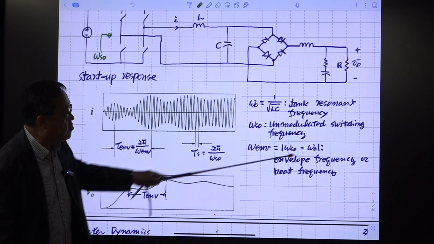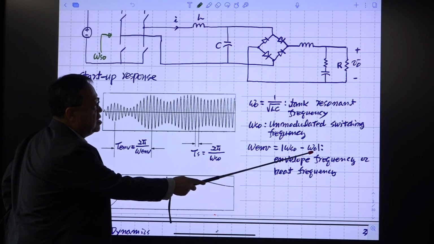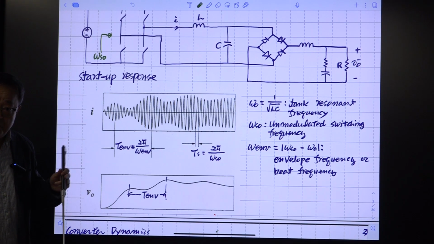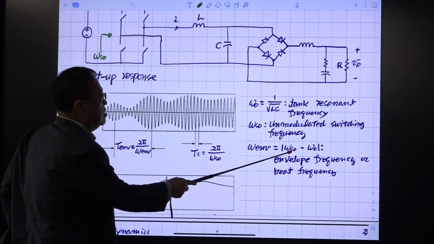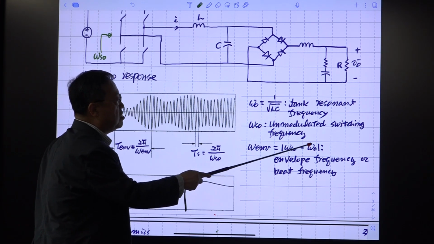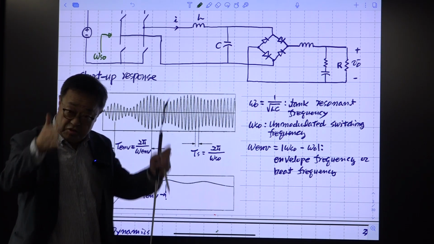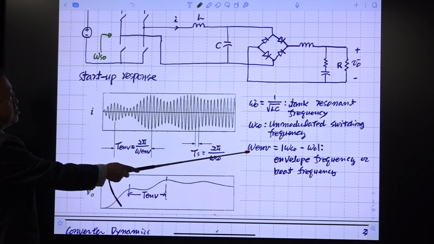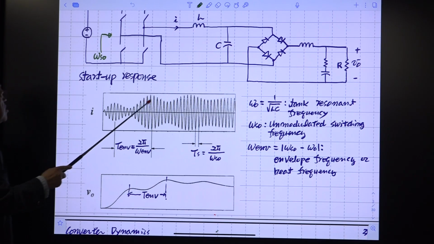Okay, because when omega naught is larger than omega SO, then you don't have to worry about this. But if omega SO is larger than omega naught, then you need this one. So we are using this sign. It's called envelope frequency or beat frequency. Your heart is beating like this. The name of the beat frequency maybe came from this fact.